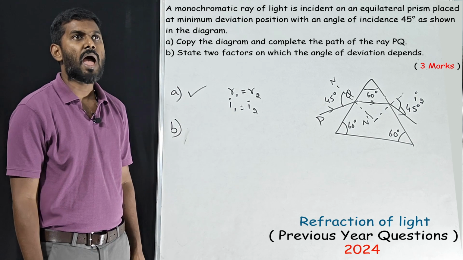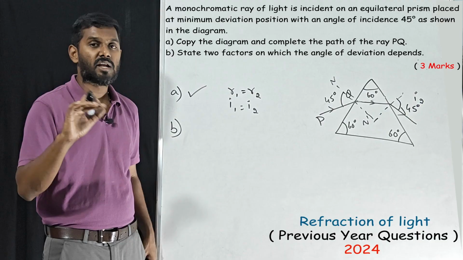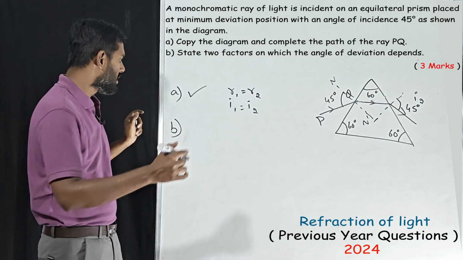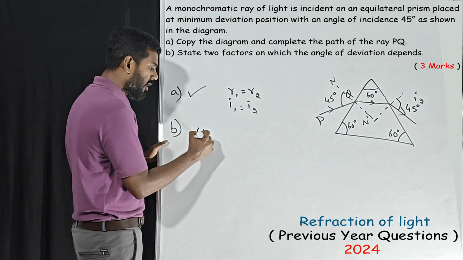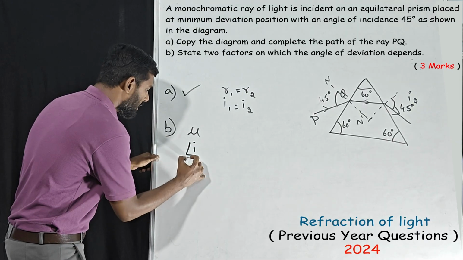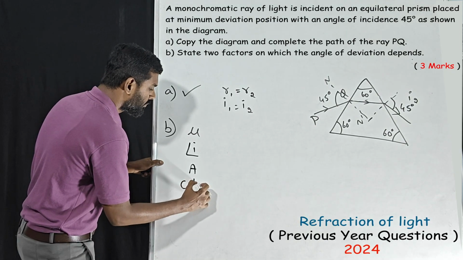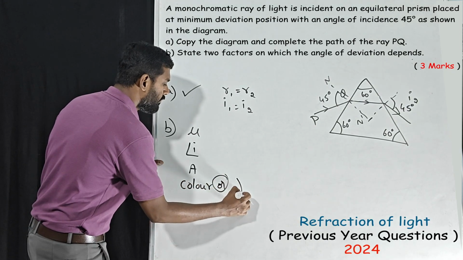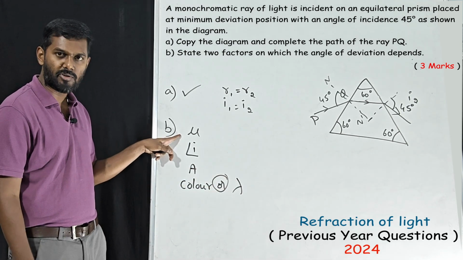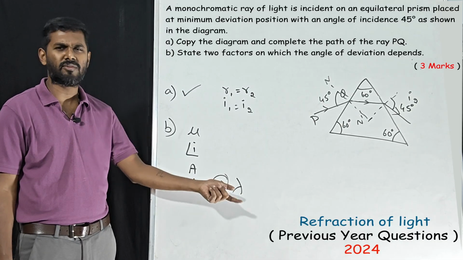State the 2 factors on which the angle of deviation depends. They are just asking us to state the factors, not how these factors are related to deviation. First one is refractive index; you have to write it in full form. Then angle of incidence, then angle of prism, A, and color or wavelength. I have used the symbols, but you should not use symbols in the exam. Refractive index, angle of incidence, angle of prism, color or wavelength. You can write color or wavelength, any one is fine.